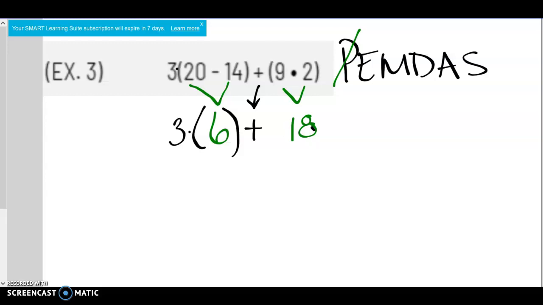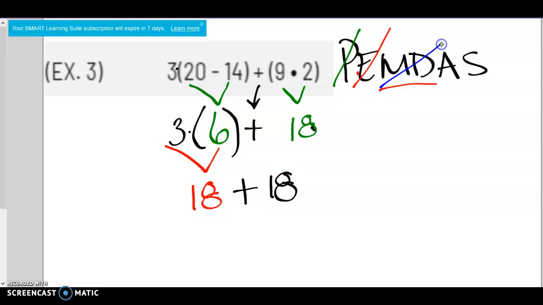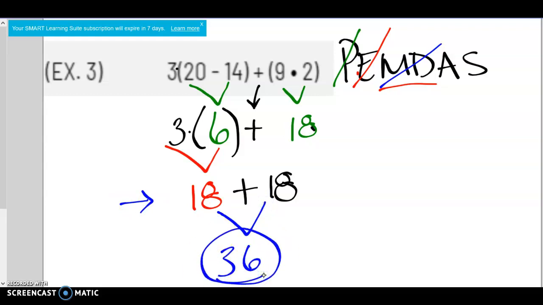All right, so then we next check for exponents. There are no exponents. Then we move on to multiplication and division. We do that from left to right. We do have multiplication here, so 6 times 3 is equal to 18. There's no multiplication on the right side of that plus sign, so we're just going to bring that plus 18 down. Then we move on to the next step, addition and subtraction. And we do have addition, we do from left to right. And 18 plus 18 is 36.